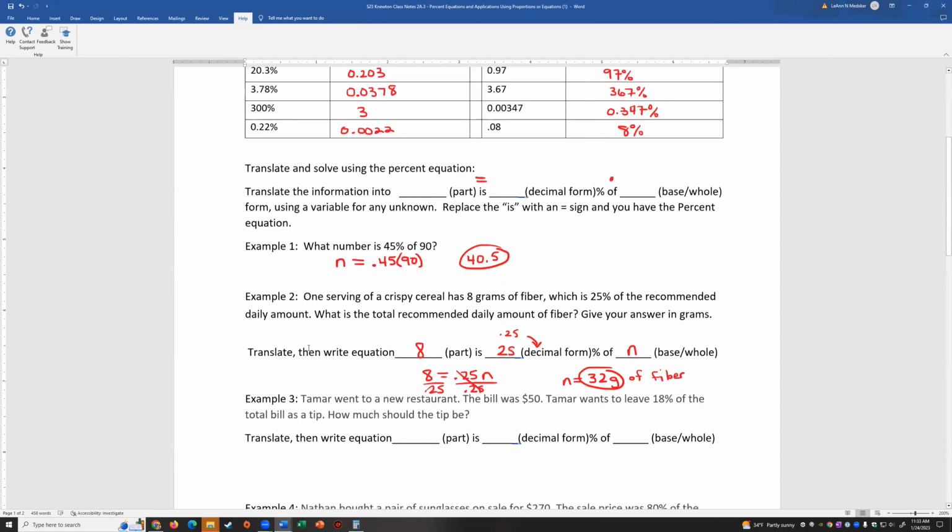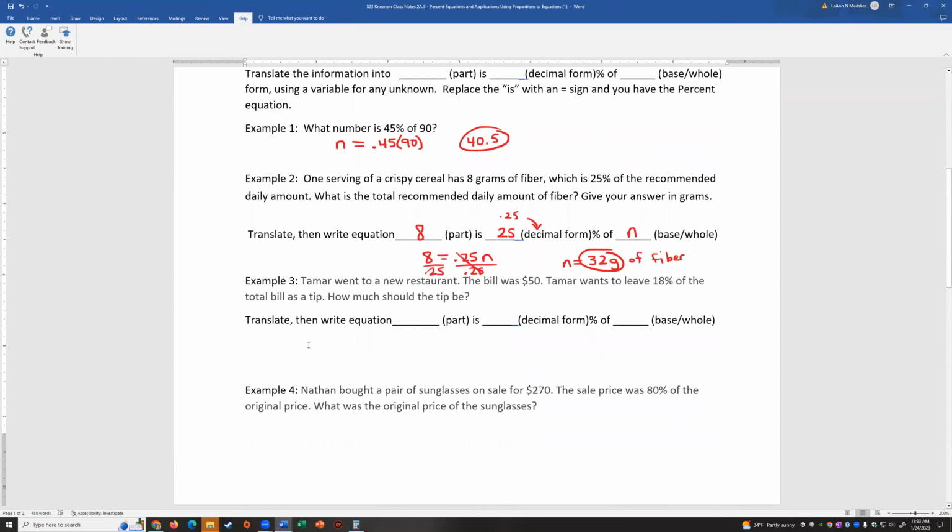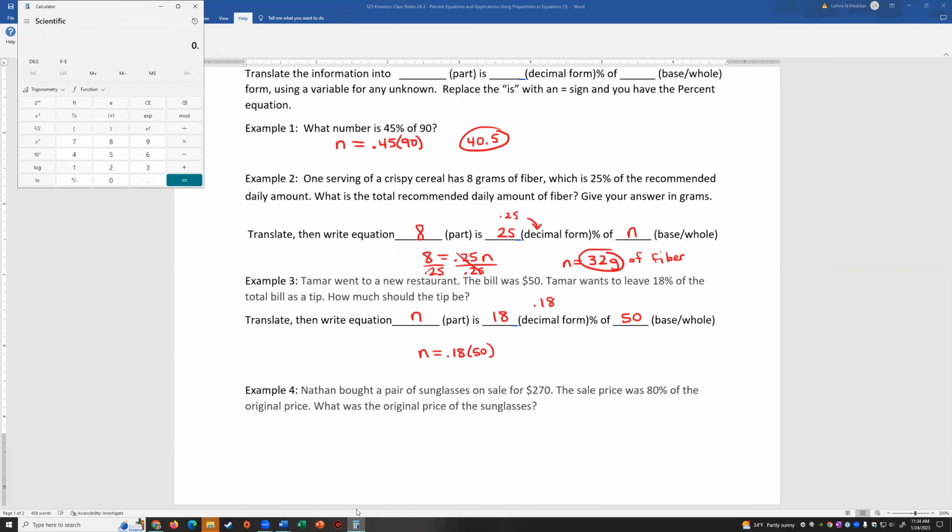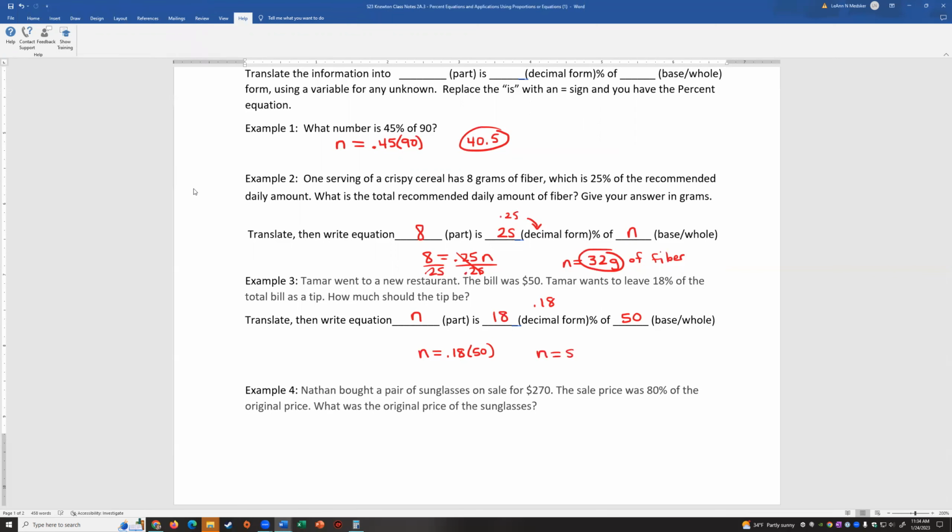Okay. Tamar went to a new restaurant. The bill was $50. Tamar wants to leave 18% of the total bill as a tip. What should the tip be? So the tip is the part, right? We don't know how much tip he's going to leave, but we want it to be 18%, or 0.18, of the $50 bill. So this would be n equals 0.18 times 50. So 0.18 times 50 is a $9 tip.